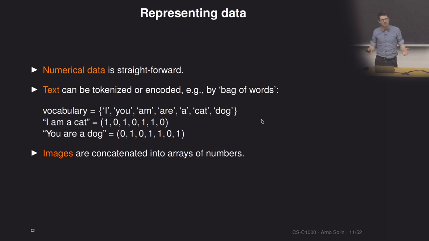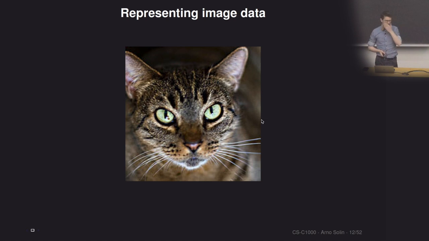How about images? This is actually quite interesting, because numerical data, like a table of data, or text, is kind of discrete. But the world around us is actually continuous. Here's an image of a cat. For some reason I use a lot of cat images as examples in this lecture. So this is a cat.